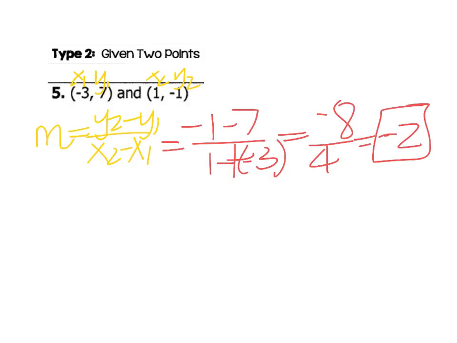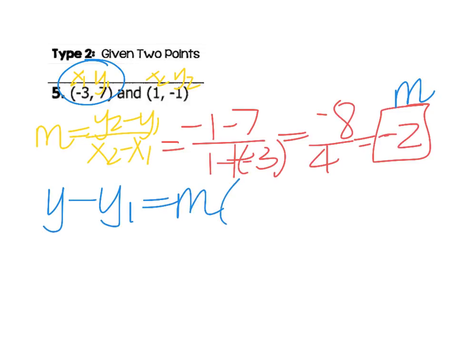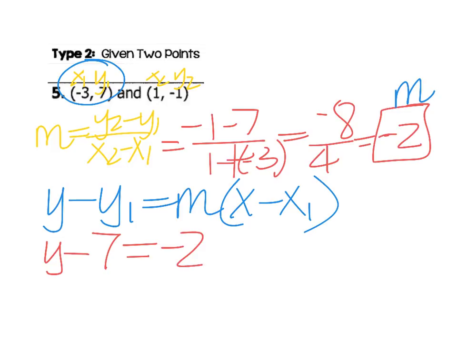Now we have our m, and we have our x1, y1. If you wanted to use the x2, y2 point, it'll work. It doesn't really matter which point you use. But since we already have x1 and y1 labeled, let's use those points. Now we plug it into the point-slope formula, y minus y1 equals m times x minus x1. Then substitute everything in. So we get y minus 7 equals m, which we just found, negative 2, times x minus a negative 3.